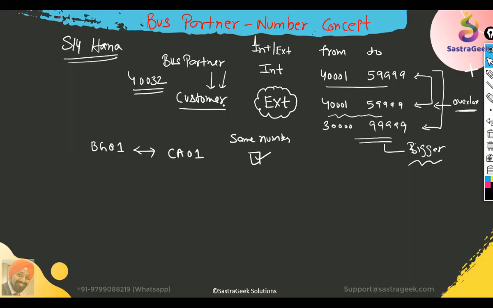So for the end user, both numbers are internal, but technically this is the external number because the business partner is passing that number to the customer. Whatever number the business partner is created with, that number has been passed to the customer. So when business partner number 40032 has been created, your customer also would be created with 40032. Although it's a totally separate object, it would be following the same number.